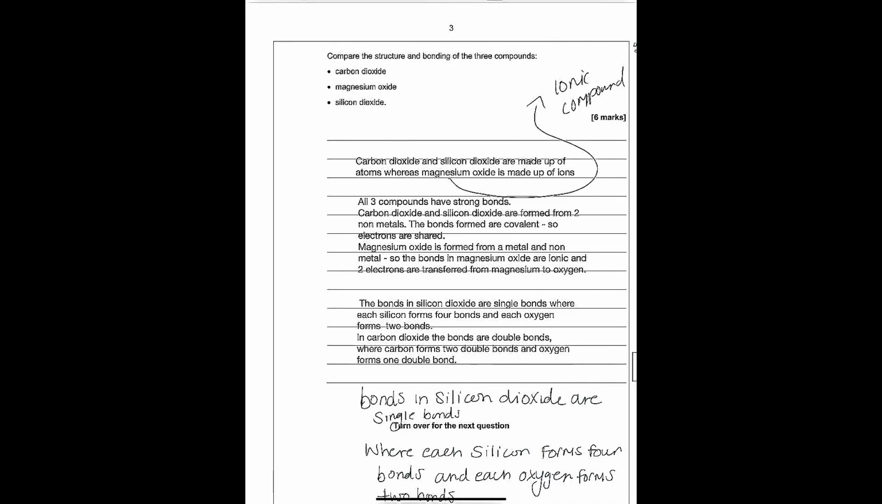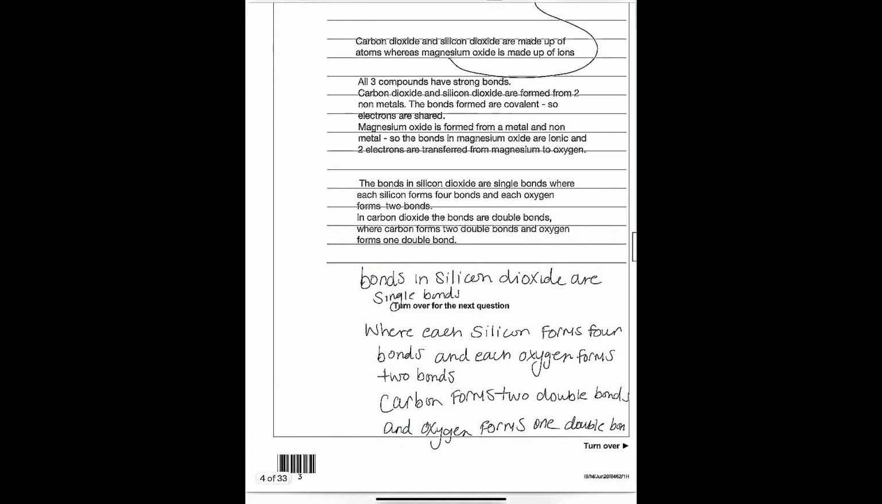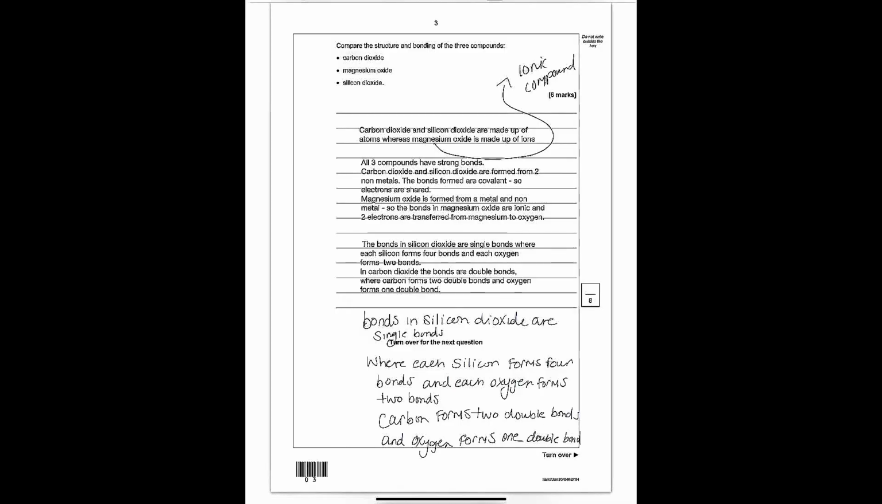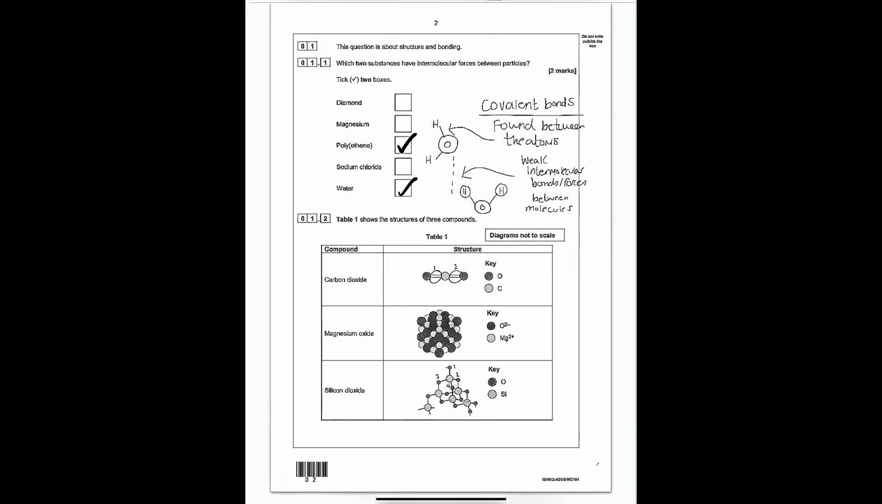Okay. The bonds in silicon dioxide are single bonds, where each silicon forms 4 bonds and each oxygen forms 2 bonds. In carbon dioxide, carbon forms 2 double bonds, and oxygen forms 1 double bond. Okay, this here is going to be your model answer to get 6 marks. And I've got the full answer over here that will qualify for full marks. And this is to do with structure and bonding. We can see that we have 3 different types of compounds. Over here we have carbon dioxide, which is a simple molecule, and then magnesium oxide and silicon dioxide. Okay, I really hope that this has helped you, and I'm going to move on to the next question.